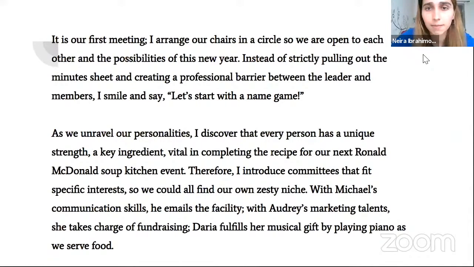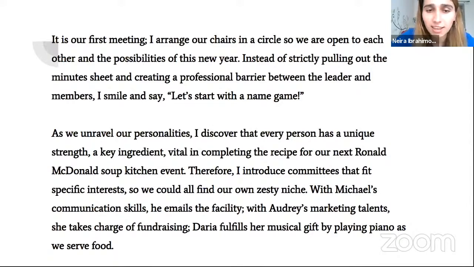Instead of strictly pulling out the minutes sheet and creating a professional barrier between the leader and members, I smile and say, let's start with a name game. As we unravel our personalities, I discover that every person has a unique strength, a key ingredient, vital in completing the recipe for our next Ronald McDonald Soup Kitchen event. Therefore, I introduced committees that fit specific interests so we could all find our own zesty niche.